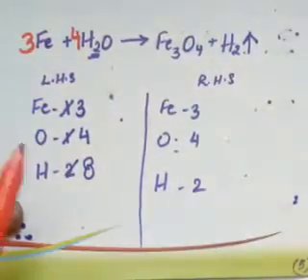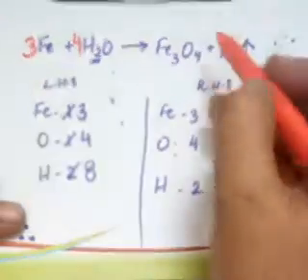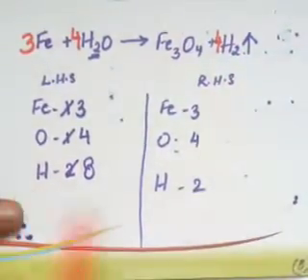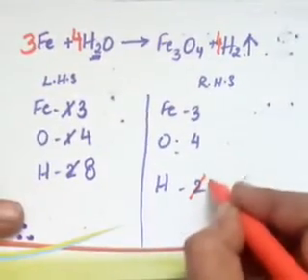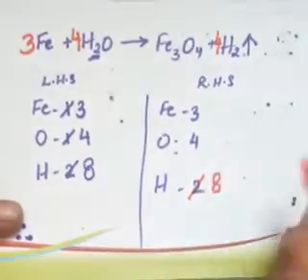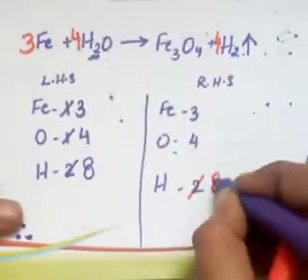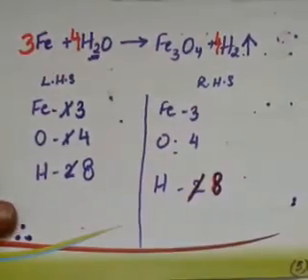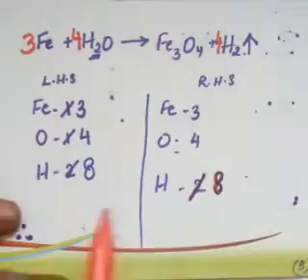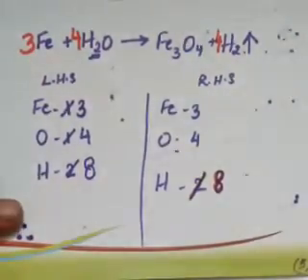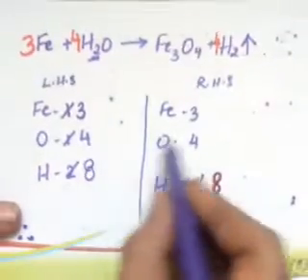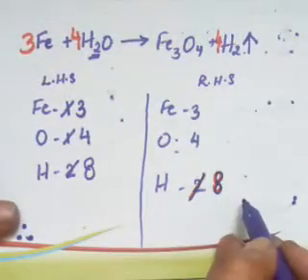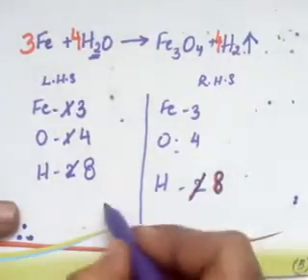So to balance hydrogen, we can make a change over here in the product side. If we make a change over here in the product side, only hydrogen is changing. So it will be 8 here. Now we will just check: it is 3 iron, 4 atoms of oxygen on both sides, and 8 atoms of hydrogen on both sides, which means both the reactant side and the product side are balanced.